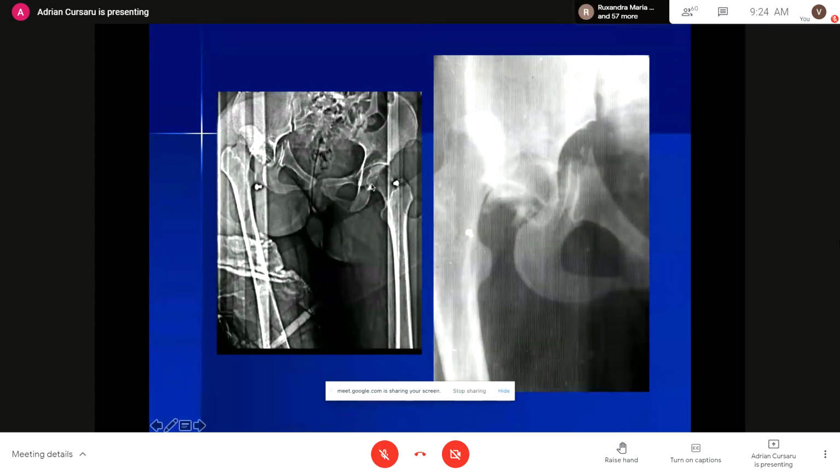Here is the neck of the femur. Here is the head of the femur. Here is the acetabulum. In the normal view, we have the head of the femur in contact with the acetabulum. In that case, we have an abnormal position of the head. You can see the head is higher than the acetabulum and it is no longer in contact.